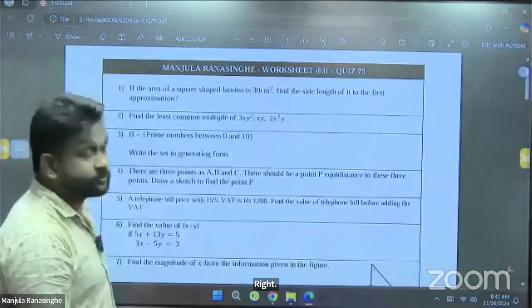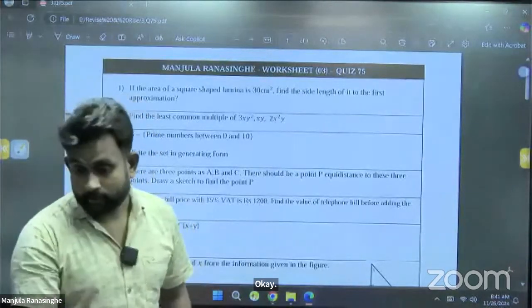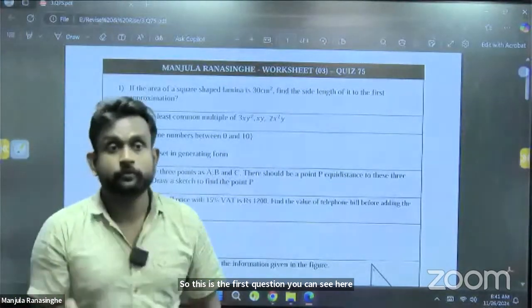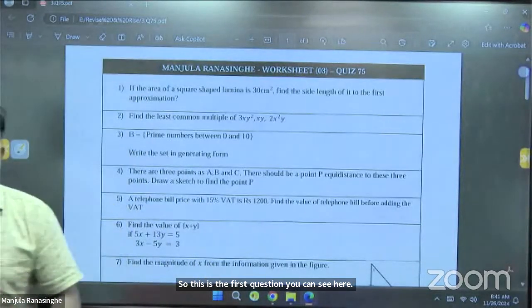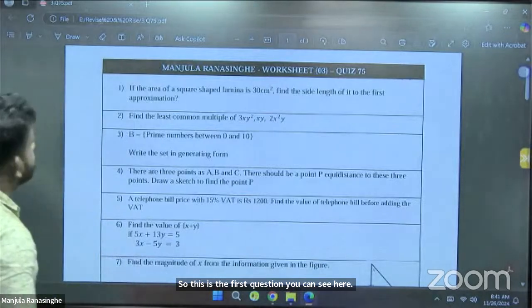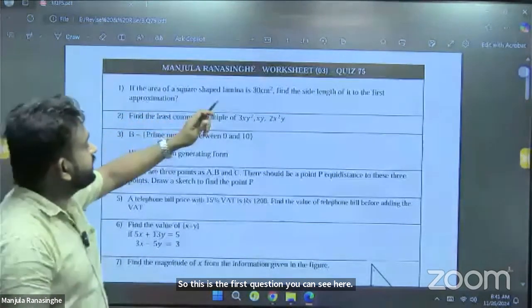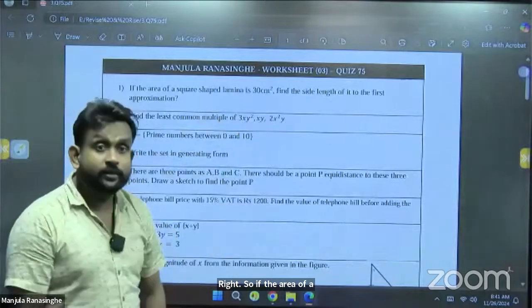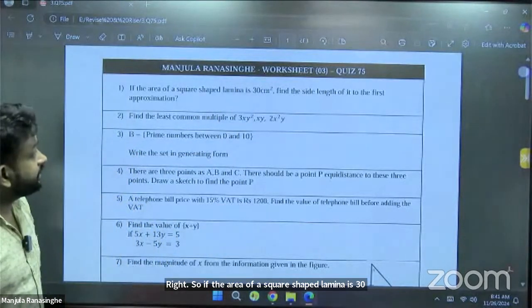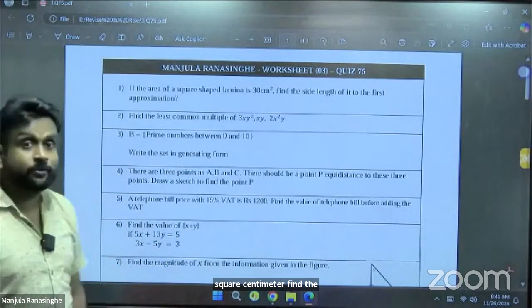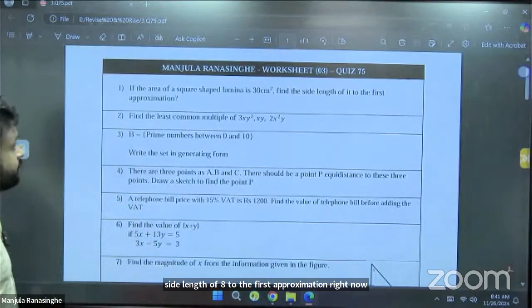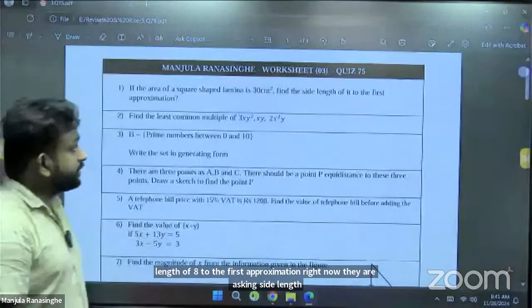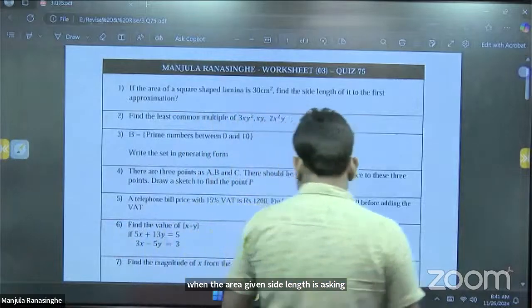So this is the first question you can see here. If the area of a square shaped lamina is 30 square centimeter, find the side length of it to the first approximation. Now they're asking side length. When the area is given, side length is asked. So this is a first approximation related question.